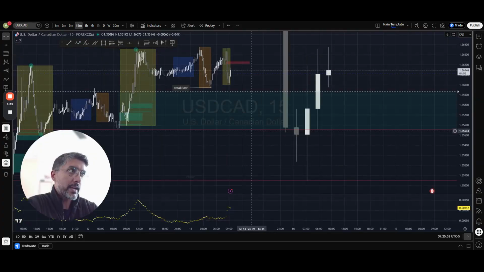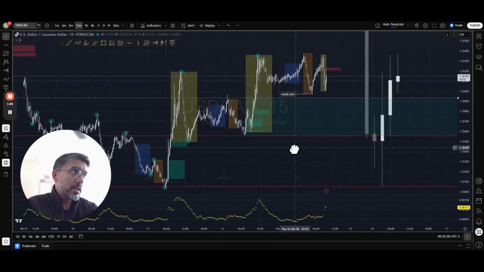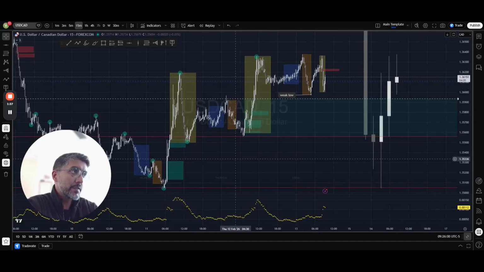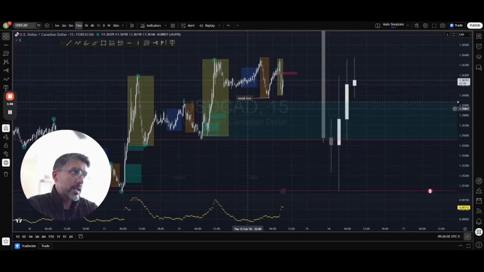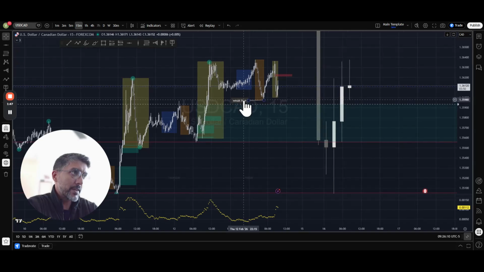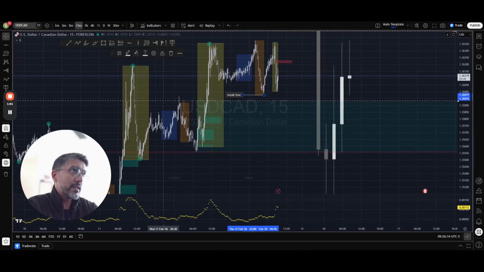For USDCAD here, we are bullish on the 15-minute. Similarly, I've identified a demand zone in this case that I'm prioritizing. Now, the reason it's much bigger than my other zone is because I'm identifying this weak low here. I've identified this as a weak low because it failed to take this high here.